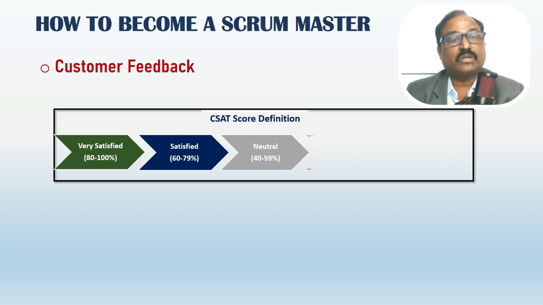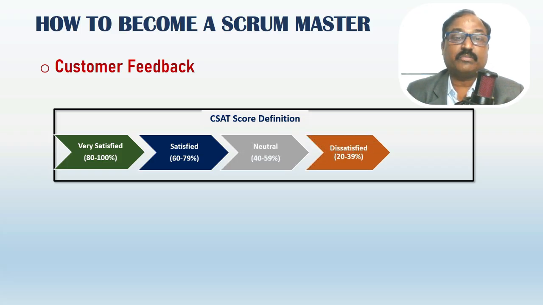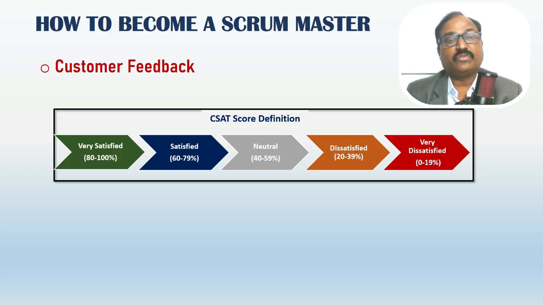If we get a neutral or below CSAT score, that makes us lose the existing project and we may not be able to win new projects in the same domain, which decreases our company's revenue.